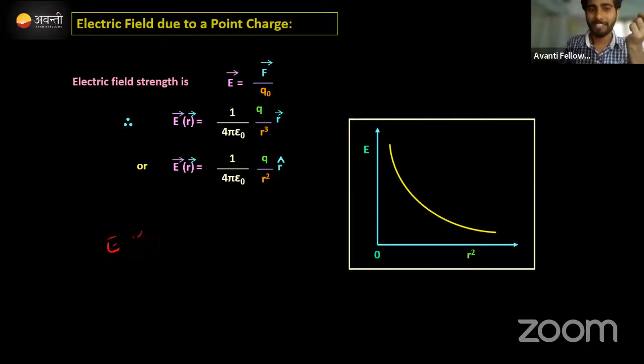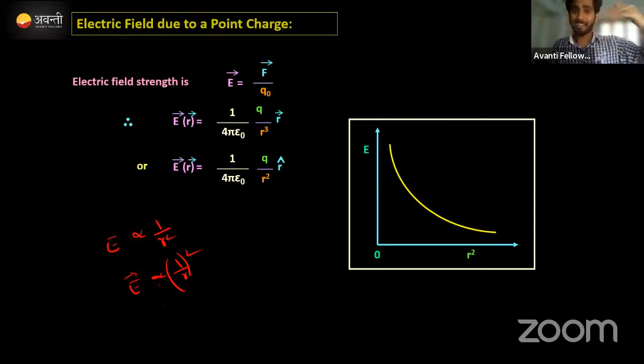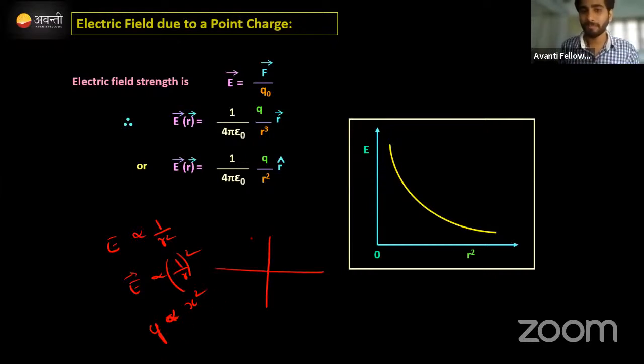Electric field strength is proportional to 1 by r square. We can write this as electric field strength proportional to 1 by r whole square. We can relate this to the graph, that is y is proportional to x square. 4πε0 will come as a constant, that's why I'm taking proportionality. Y is proportional to x square, so how will the graph become? This is y, this is x, the graph will become like this.